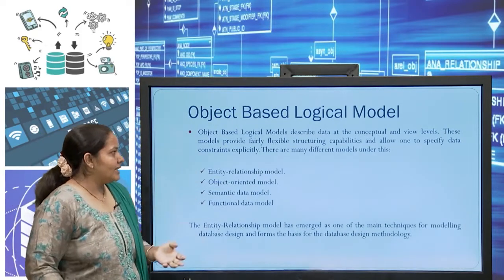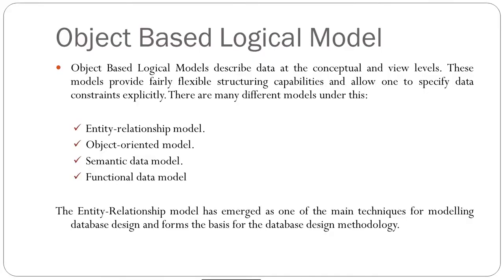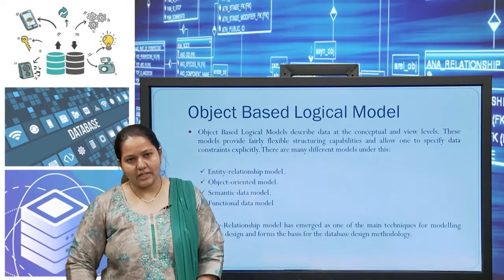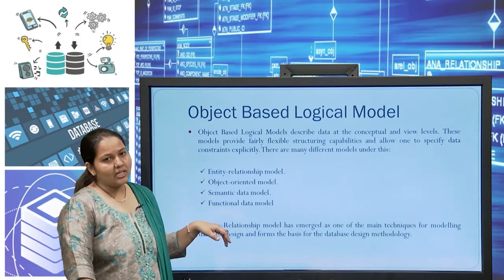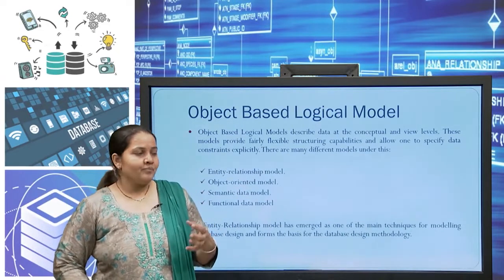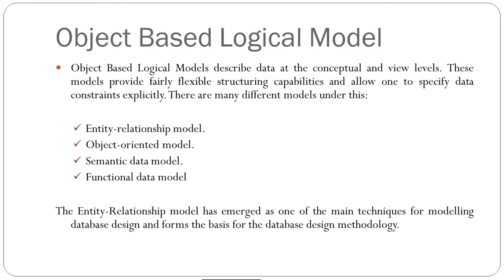These models provide flexible structuring capability to design our database. There are four types of model available for the object based logical model: the ER model, the object oriented model, the semantic model and the functional data model. Among these, DBMS generally deals with the ER model to display the relationships established within the structure. For that, the ER diagram is the most famous way to define the object based logical model. So the entity relationship model, that is the ER model.